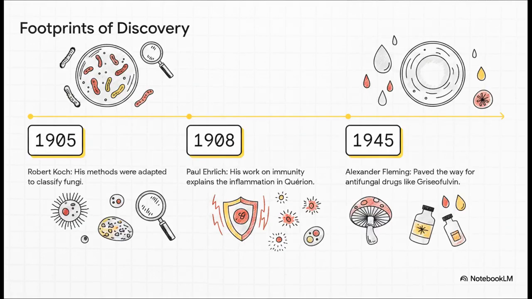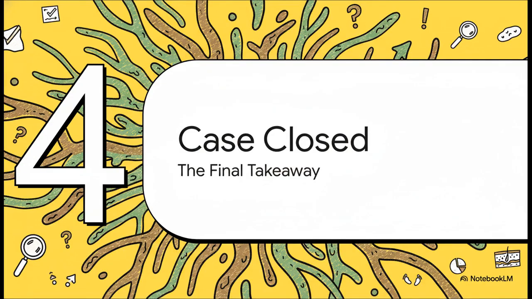And this is where the story gets even bigger. You see, our modern understanding of these seemingly simple infections really stands on the shoulders of scientific giants. Robert Koch's methods, they gave us the tools to identify these culprits in the first place. Paul Ehrlich's Nobel-winning work on immunity, that's what explains why our bodies react so fiercely. And even Alexander Fleming's discovery of penicillin, which itself came from a fungus, opened the door to developing the powerful antifungal drugs we use today. So we've followed the clues, we've solved the mystery. What are the most important lessons to take away from our little investigation into this fungal imposter?